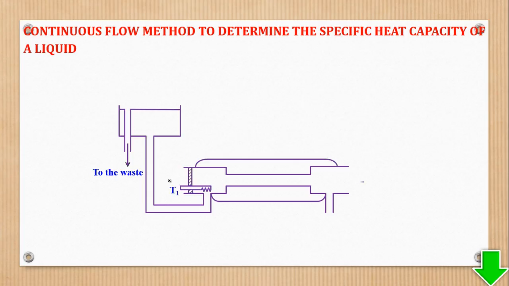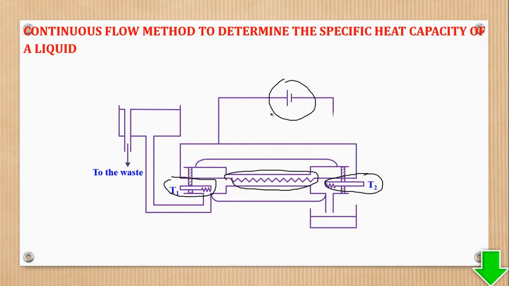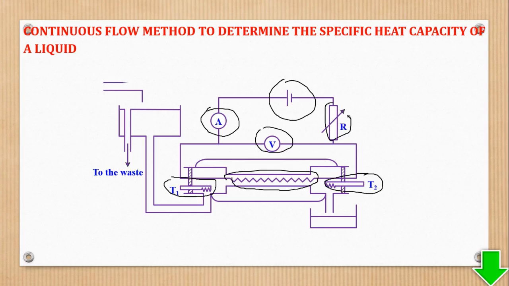So this T1 is the thermometer to measure the inlet temperature. This is the thermometer to measure the outlet temperature of the liquid. Then this is the heater to heat the water, and it has to be connected to a power supply with a PD, so it has a voltmeter to measure the PD, an ammeter to measure the current, and a rheostat to vary the current.